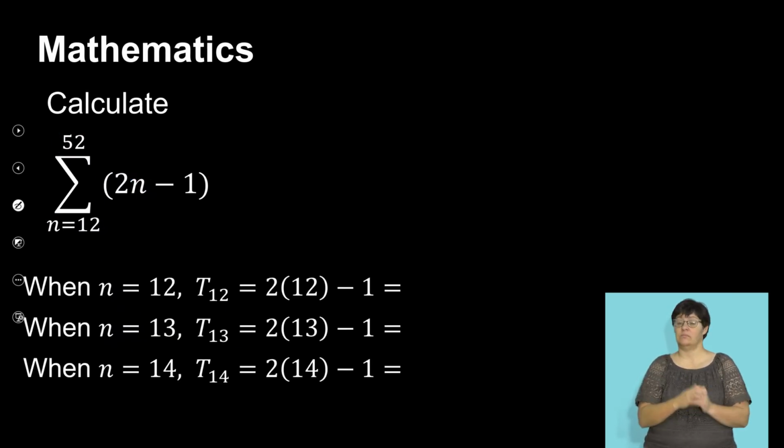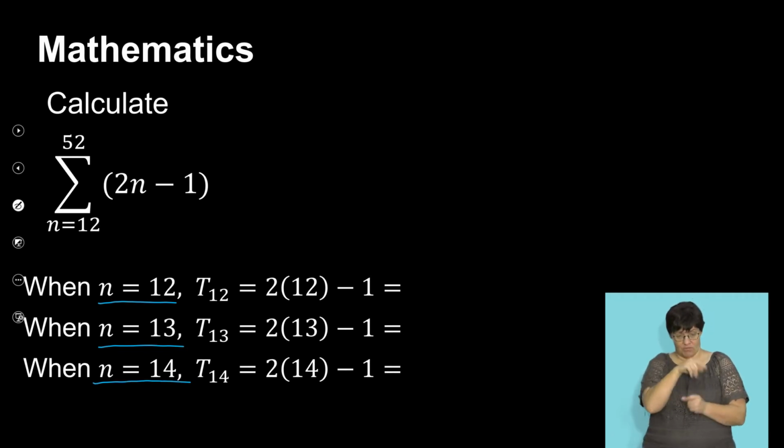So we are going to substitute in n is 12, n is 13, and n is 14. This is going to give me the first three numbers involved in the sum. All that I've got on the board now is substituting in 12 for n, 13 for n, and 14 for n. Let's see what the first three terms would be.